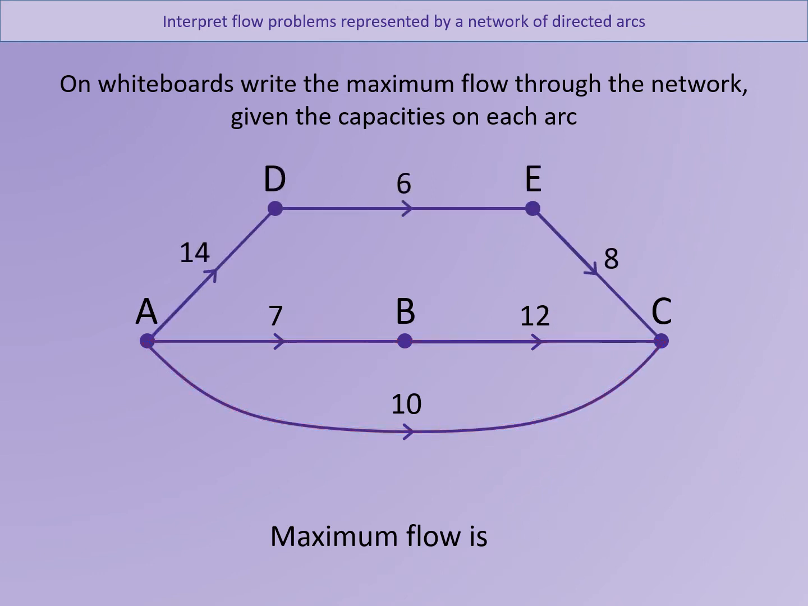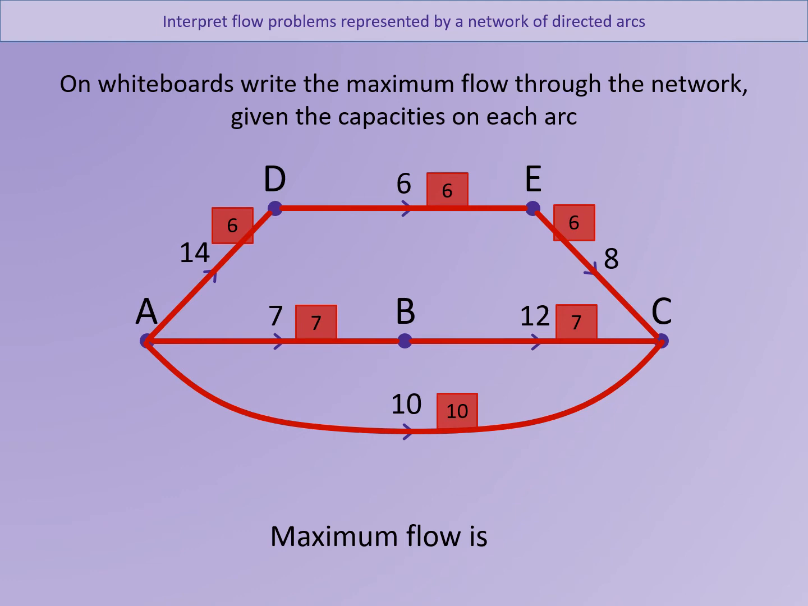Okay, we're going to add in an extra part of the network there. So again, pause and consider what the maximum flow would be from A to C. So here we have A to B to C has a maximum flow of 7, A to C directly has a maximum flow of 10, and we can also have a flow of 6 along ADEC. That is limited by the capacity of DE only being 6. So overall there, the maximum flow is the sum of those three, which is 23.